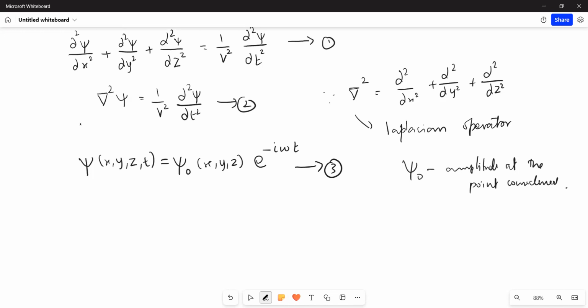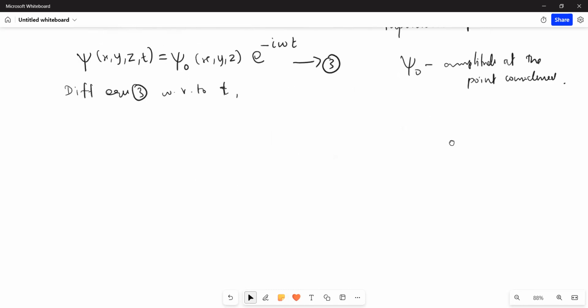That's all. So now here we need to start the derivation. Consider this solution. In this solution, you need to make the differentiation. Differentiate this equation number 3 twice with respect to the time t. Actually, we need to differentiate this equation number 3 two times.